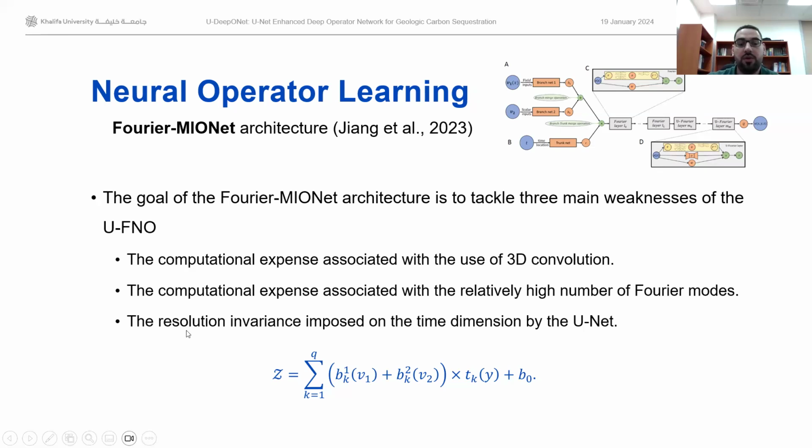They also want to regain the resolution invariance in the time dimension, which was lost in the UFNO because of the UNet, since the time dimension is no longer processed in the UNet blocks, in the UFNO blocks.